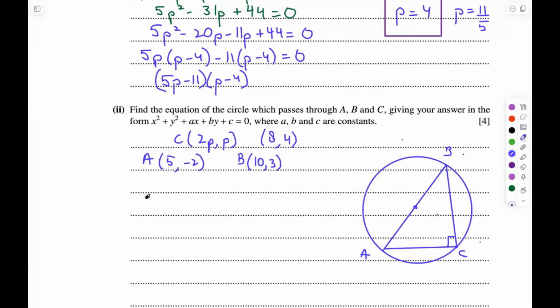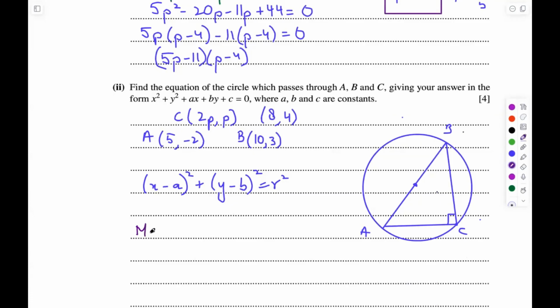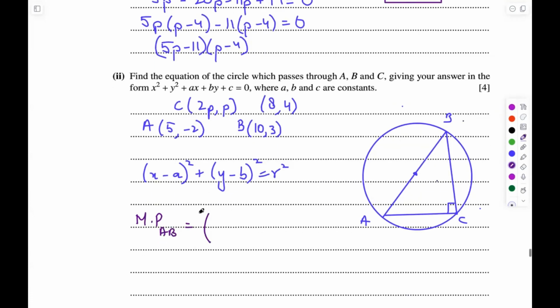So the general form for the equation of a circle is x minus a whole squared plus y minus b whole squared equals r squared. We can first find the coordinates of the center of the circle by finding the midpoint of AB. So the midpoint of AB will be equal to x1 plus x2 upon 2, comma y1 plus y2 upon 2, so that will become 5 plus 10 upon 2, comma minus 2 plus 3 upon 2.